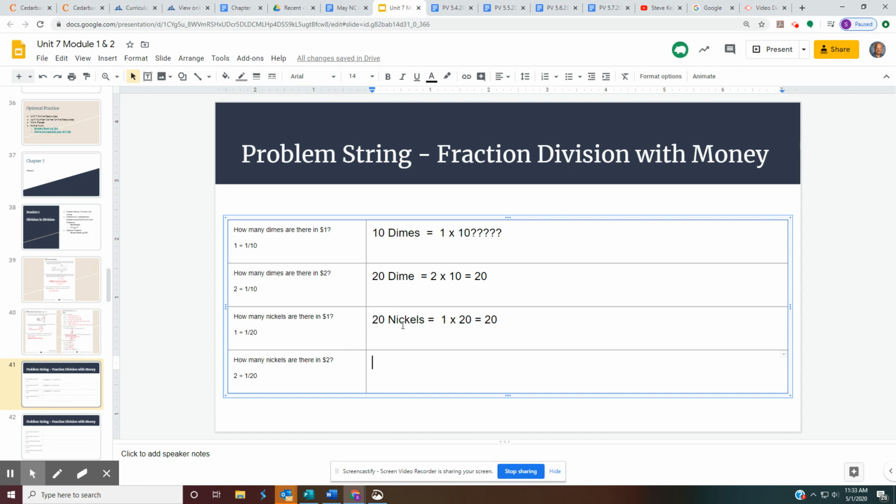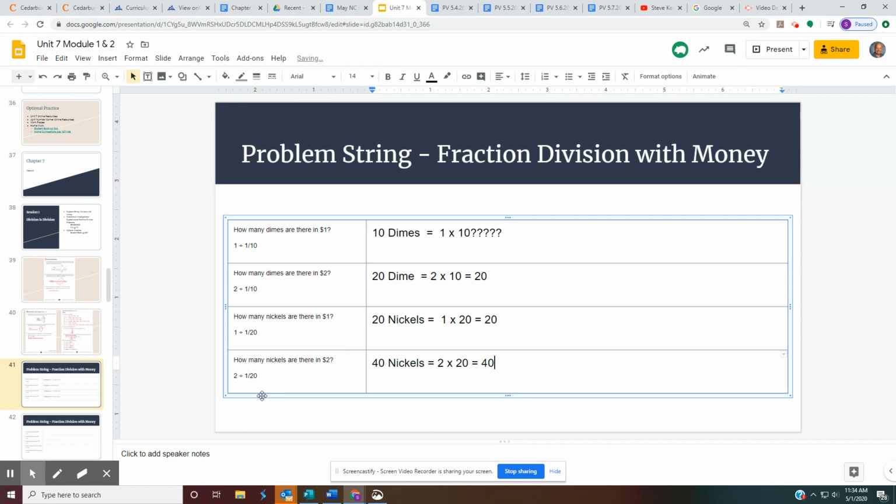Well, I know 20 nickels makes $1, so I'm going to assume that all I have to do is carry that out, like a ratio table, and that equals 20 nickels. Or if I take my 2, which I'm not going to do anything to, I'll leave the 2, change my division symbol to multiplication, and then do the reciprocal of 1 over 20, which is now 20 over 1. So 2 times 20 equals 40.